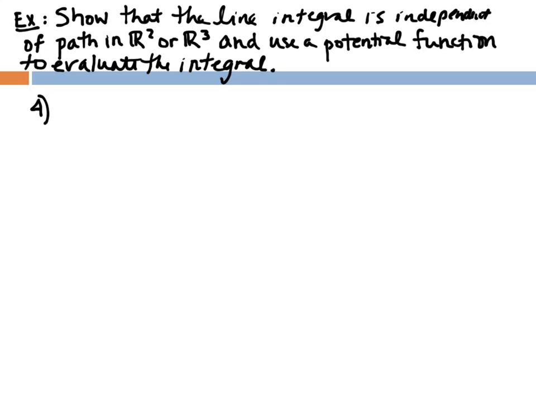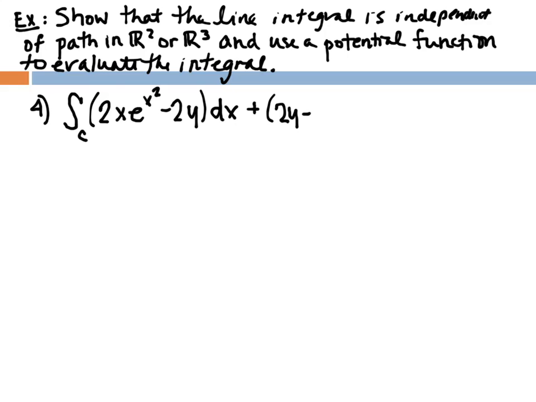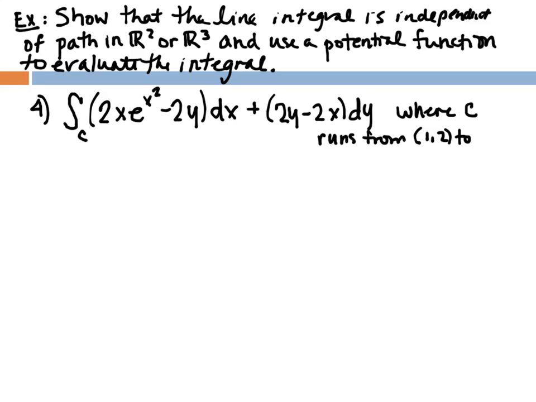All right, number 4. We're going to evaluate the line integral of 2x e to the x squared minus 2y dx plus 2y minus 2x dy, where C runs from 1, 2 to negative 1, 1.